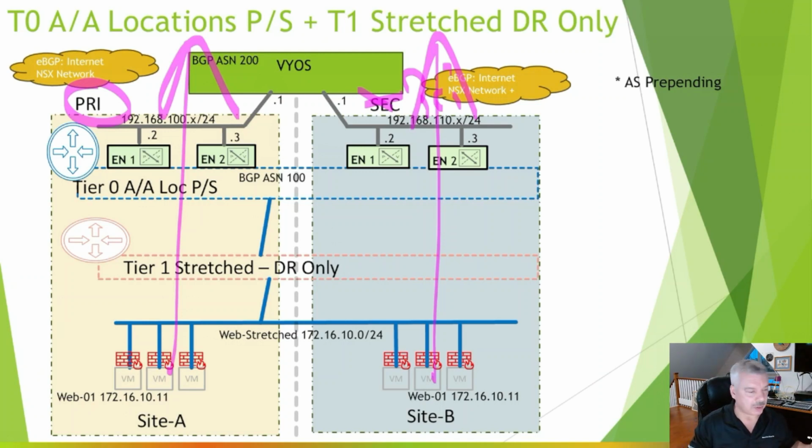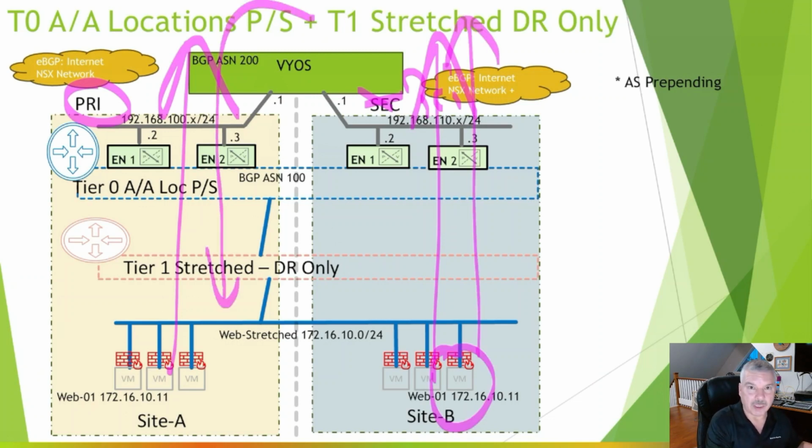Potentially, there's a problem with that because this guy may be talking to the outside world, but the return path could come back in this way. So you could have asymmetric routing issues. You've got to keep that in the back of your mind. More on that in a second. So let's see what happened here.